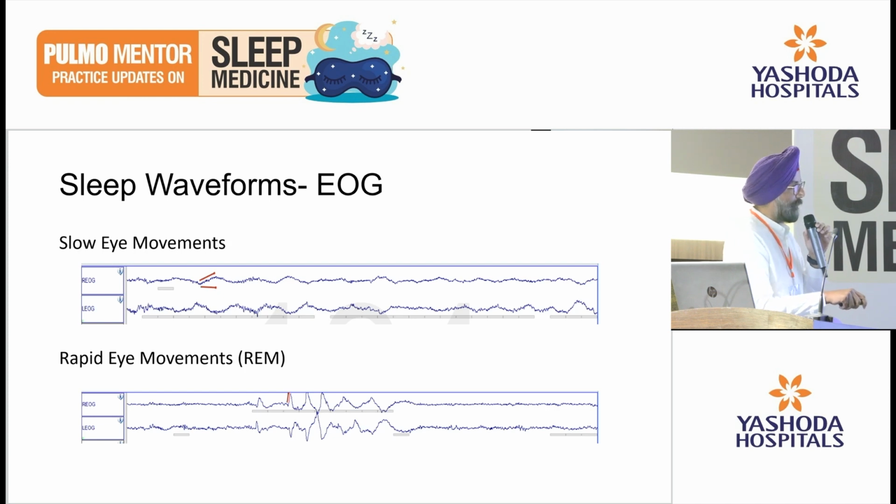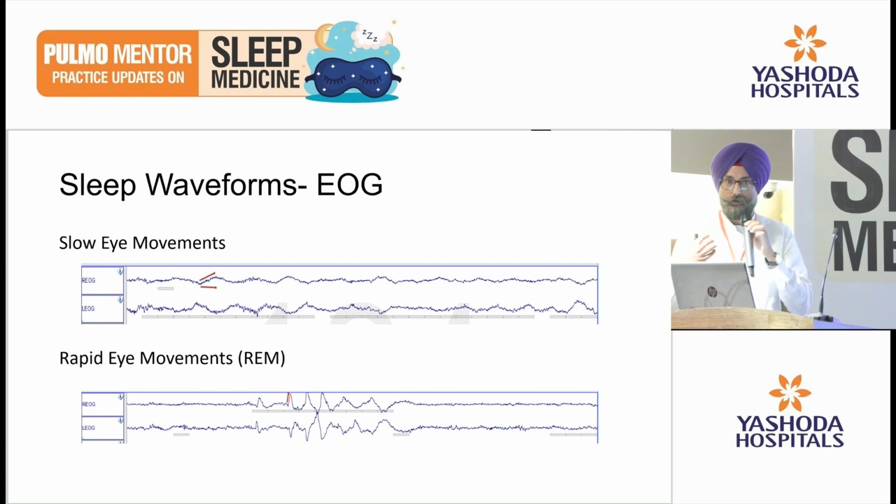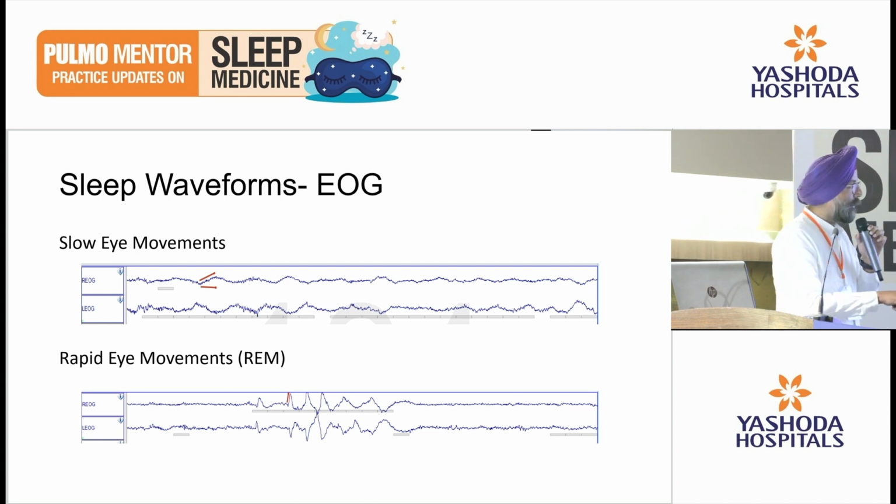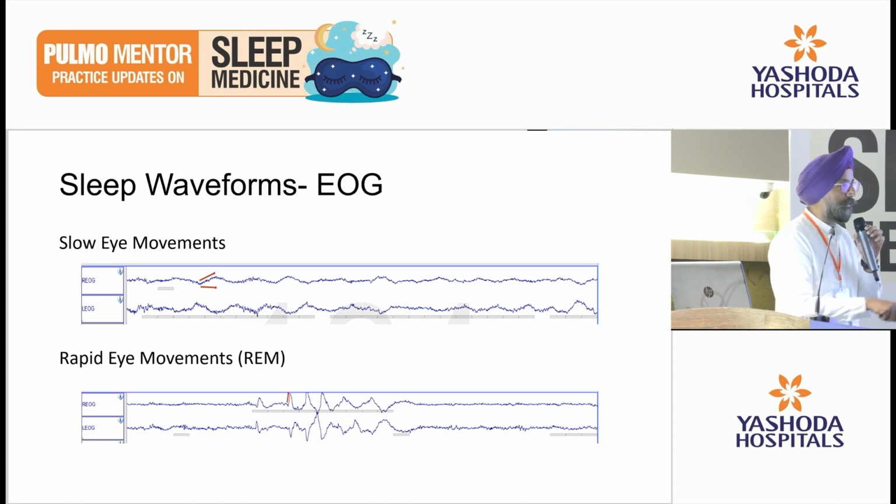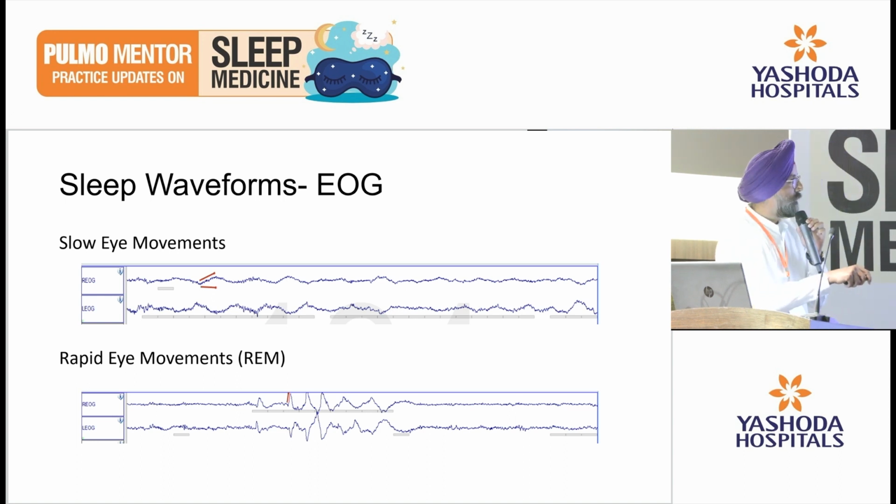Similarly, you will see rapid eye movements, which are basically a feature of wakefulness as well as REM sleep. During wakefulness, a person is scanning the environment, you will see these kind of movements. Now, the characteristic feature of rapid eye movement is it rapidly goes up. So the time from the deflection to the top is less than 0.5 seconds. If you see the slow eye movement, time from deflection to the top is more than 0.5 seconds. That will be a big differentiating feature for slow versus rapid eye movements.